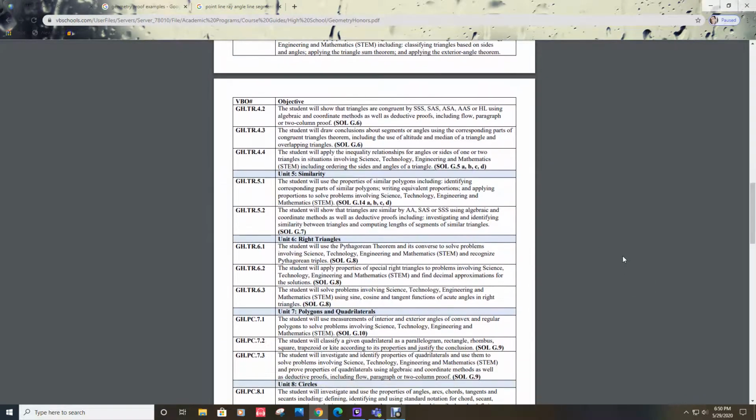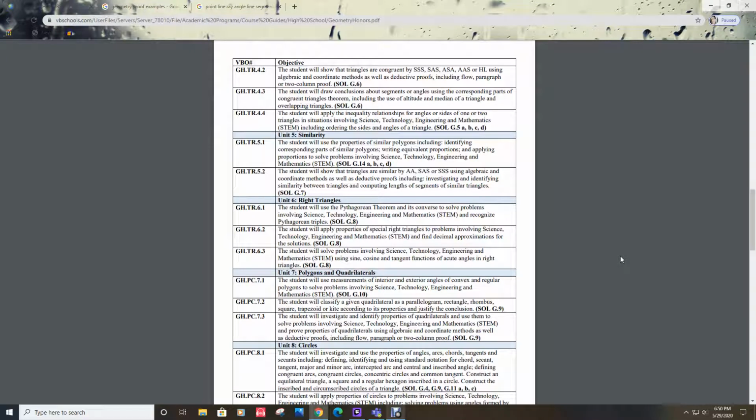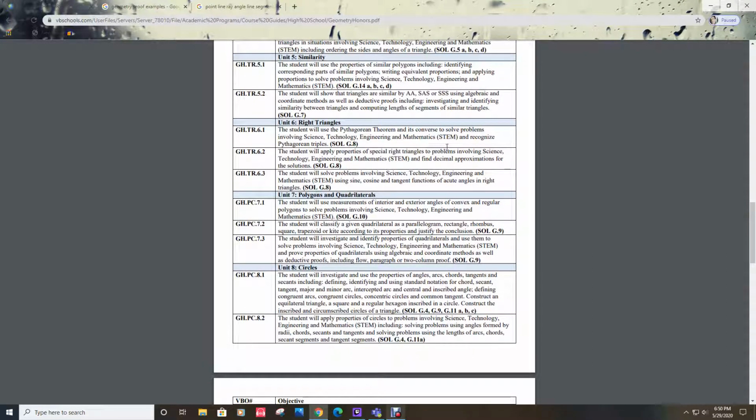You can't just say, oh yeah, it's similar. Why? Because there's going to be a reason why, because if there's not a reason why, then the two shapes aren't similar. And then Unit 6, right triangles, my favorite, the Pythagorean theorem. We'll talk all about that. That is my absolute favorite thing in the world. I can't wait to cover that with you. It's awesome.